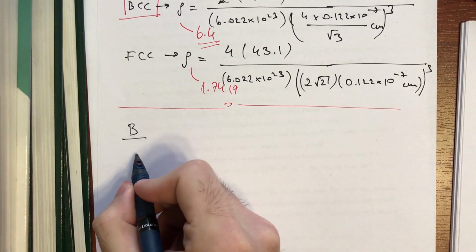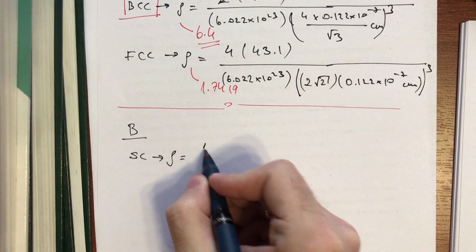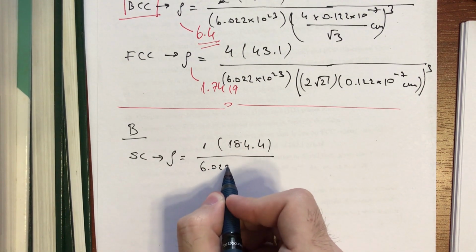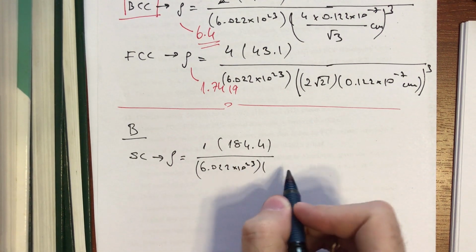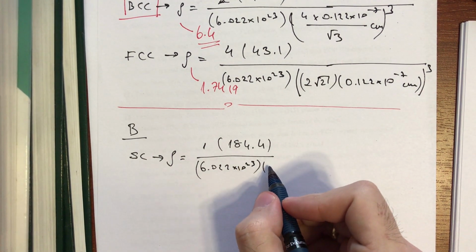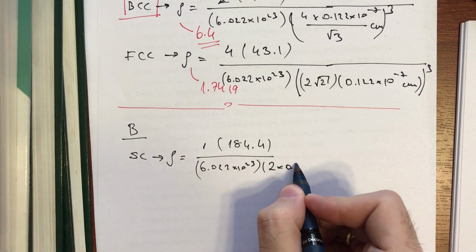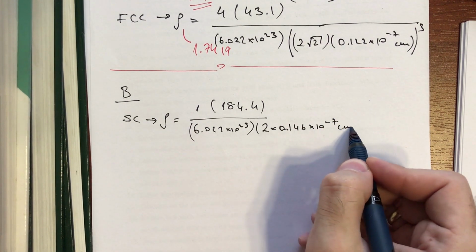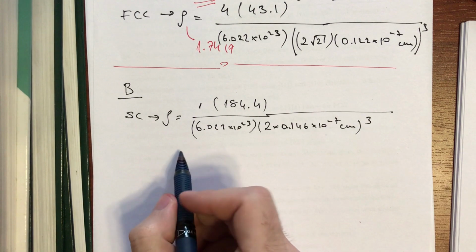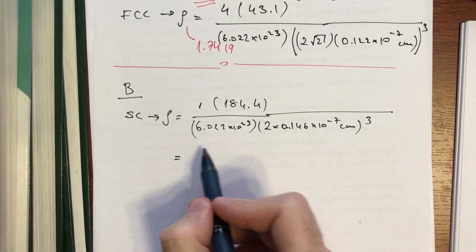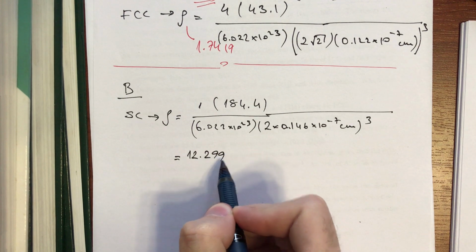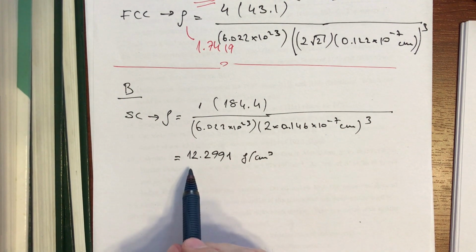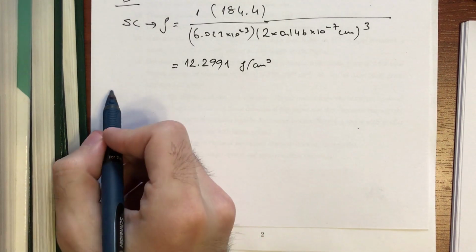For alloy B, the simple cubic case first. 1 times 184.4 divided by the Avogadro's constant times 2 times the atomic radius, which is 0.164 times 10 to the power minus 7 centimeters, cubed. When you calculate this, you will get 12.2991 grams per centimeter cubed. It's really close. Let's check the other two cases too.